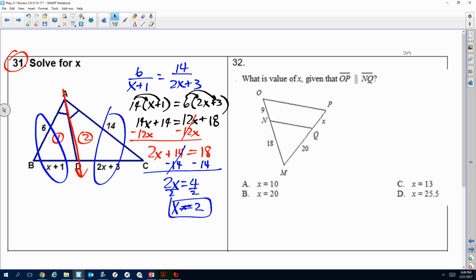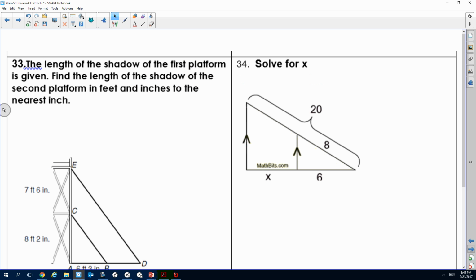All right, 29 and 30 are like that. Again, these are parallel, so they are cutting the sides, splitting them, so you can do your proportion. That lets you do that one. It's multiple choice. All right, 33 is a little extensive.